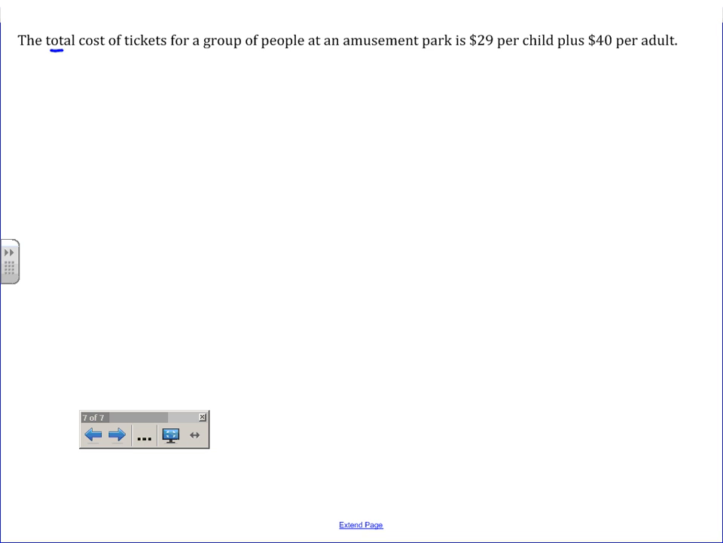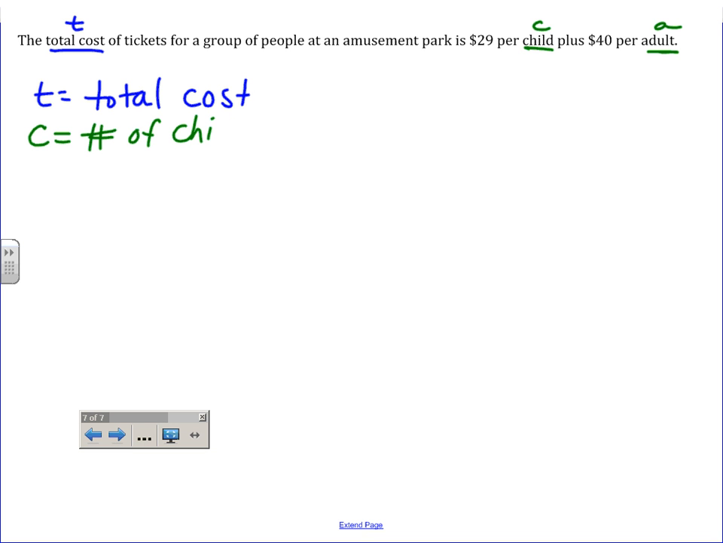All right, our third example deals with some more total. It says the total cost, let's call that T again. So T equals total cost. Again, I'm defining my variable. The total cost for a group of people at an amusement park is $29 per child and $40 per adult. Some things I don't know: I don't know how many children are going. So let's call that C, and I also don't know how many adults are going. So let's call that A. So I'm going to define this. C is the number of children, and A is the number of adults going.